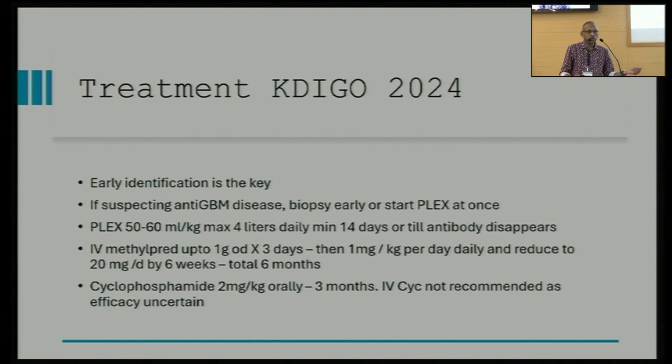The dosing of plex is 50 to 60 ml per kilogram, maximum of 4 liters, to be continued for a minimum of 14 days or till recovery. Minimum 14 days, is what they say. Then you give IV steroids, and steroids will be tapered and stopped by 6 months. Cyclophosphamide, oral cyclophosphamide is suggested, 2 mg per kilogram orally, for a maximum of 3 months. IV cyclophosphamide is not recommended.